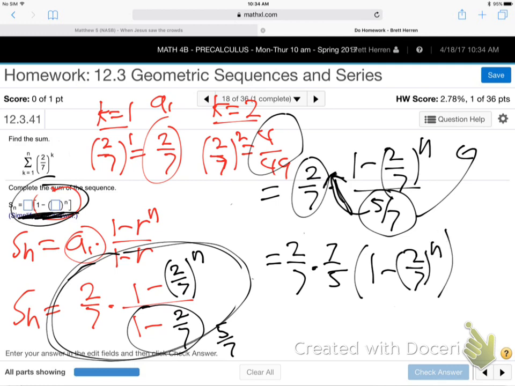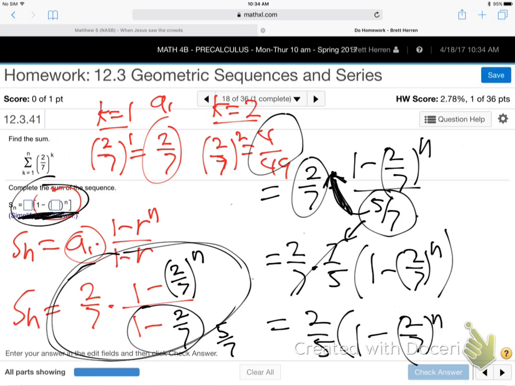Good, see what happened? See how that 5/7 went right up here, upside down, right there? And now cancel: 2/5 times 1 minus 2/7 to the n. There we go. That's the look they want, which is the same as this, just a little cleaner. Is that okay? A little fancy moving things around there?